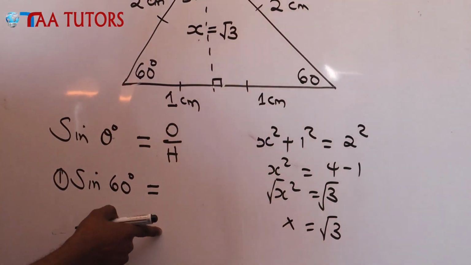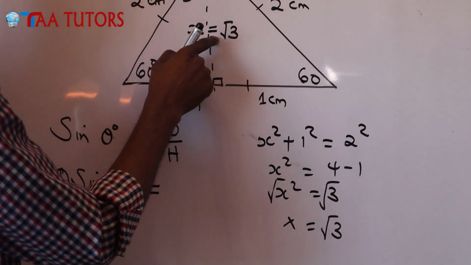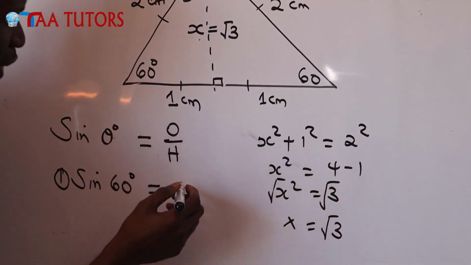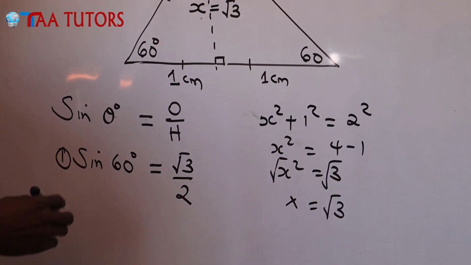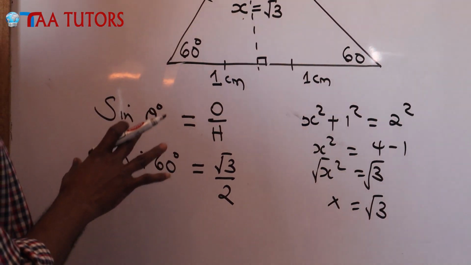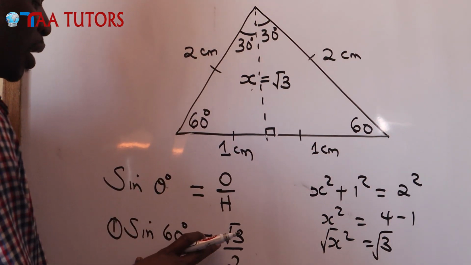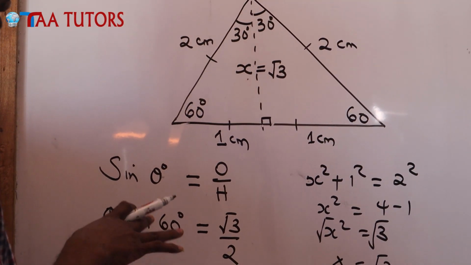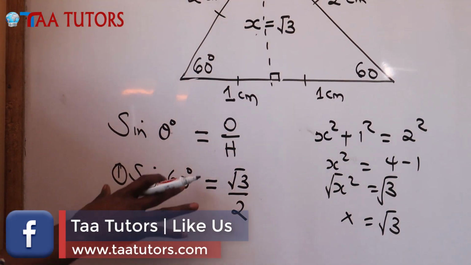Now let's move forward here. We said that sine 60 should be equal to opposite, which is surd 3, over 2. So sine 60 degrees is surd 3 over 2. You see where the surd is coming from. We are going to see in our next class how a question can come with these issues.